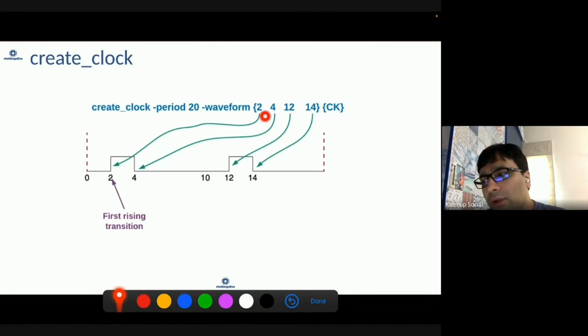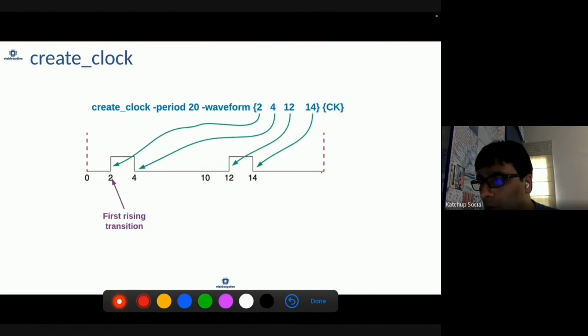You can have more than 2 values in the waveform. So you are defining in a clock period time, let's say this 20 nanosecond, how the clock is going to change. And if the clock pulse is going to come more than once within a period, you can also define that. What this means is clock rises at t equal to 2, it falls at t equal to 4, then rises again at t equal to 12, and falls at t equal to 14. And this is the behavior which happens.